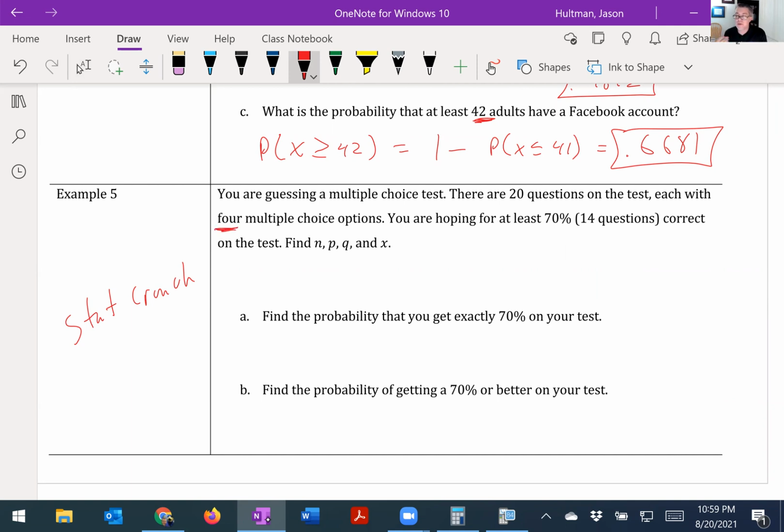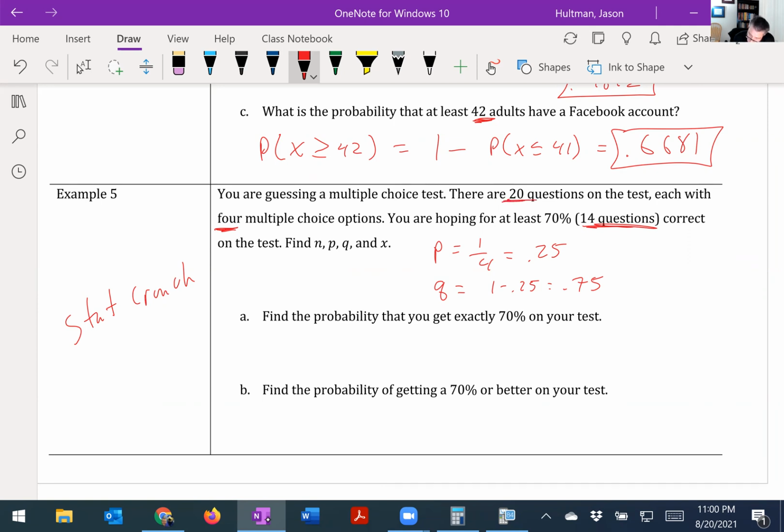So what's the probability of getting something right? Well, if you just guess, it's going to be 1 out of 4, right? So P is equal to 1 out of 4, which is 0.25. What would that make Q? Q would be 1 minus 0.25, which is 0.75. You are hoping for at least 70%, which is 14 questions out of 20.